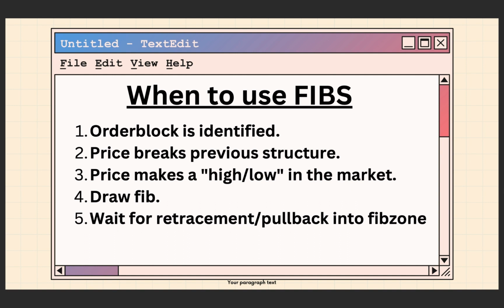Like I said, this is not complicated. You're just measuring the price leg for the retracement, because price likes to pull back a certain amount, moving from premium to discount.